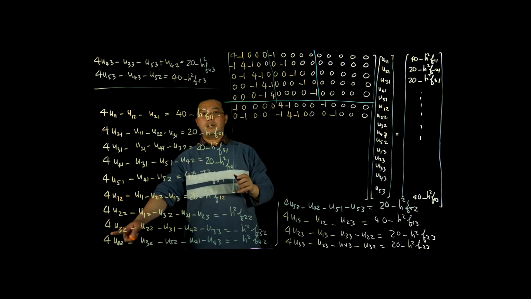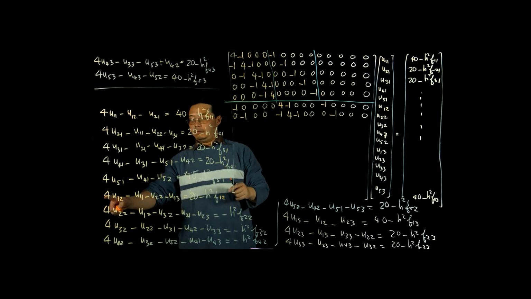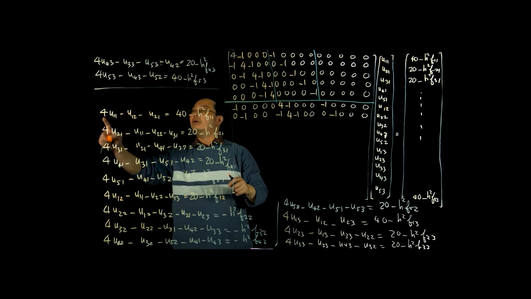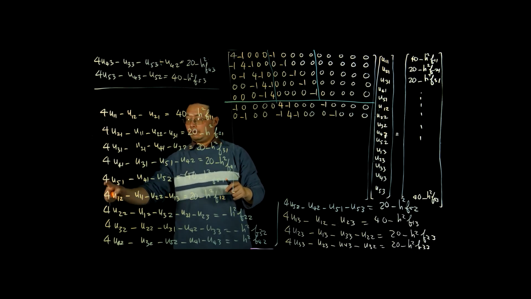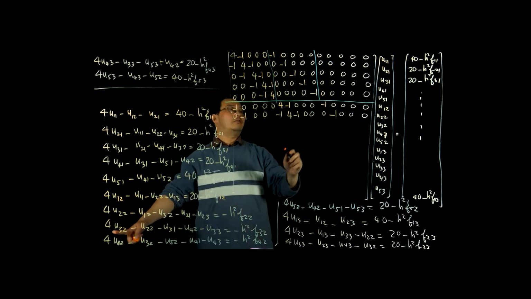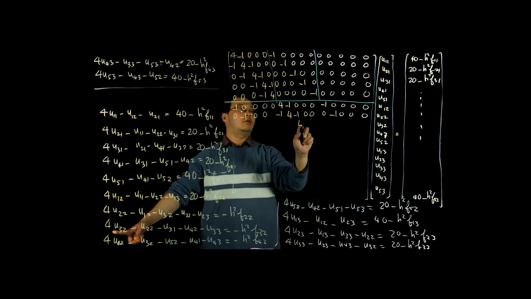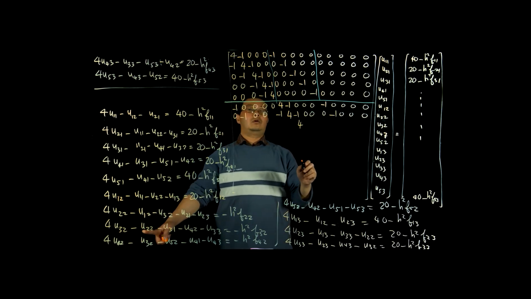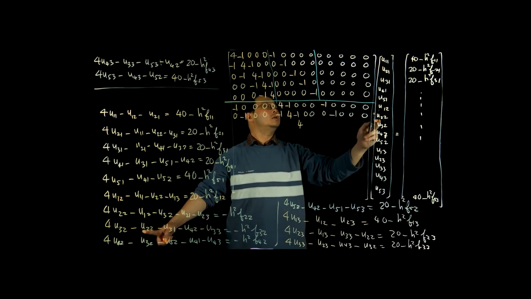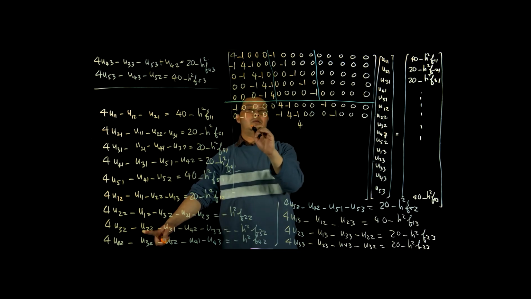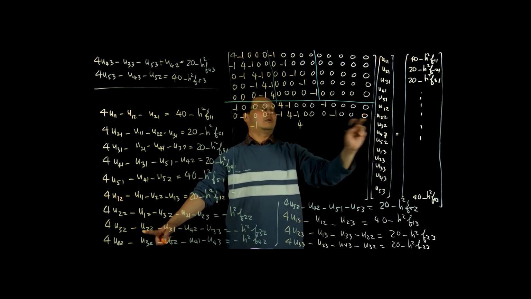So this one is 1, 2, 3, 4, 5, 6, 7. 1, 2, 3, 4, 5, 6, 7, 8. So this one, equation 4, 3, 2. So 4, 3, 2 is right here. So 4, yeah. Then 2, 2. So where is 2, 2? 2, 2 is right here.